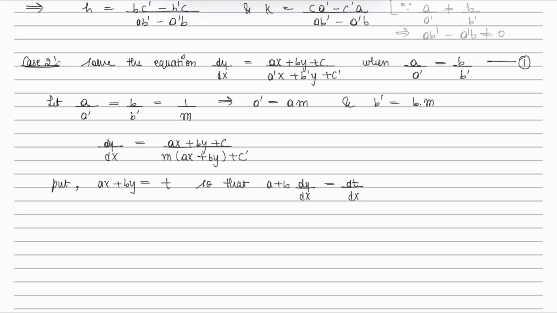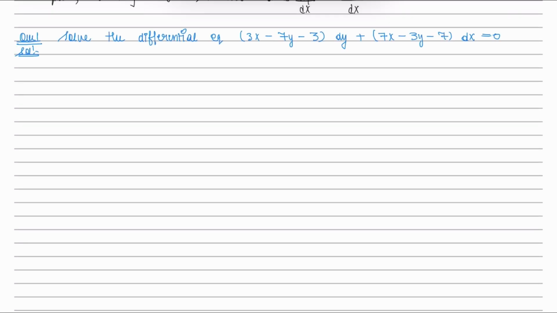Let us try to understand this topic with the help of some examples. Question number 1 says to solve the given differential equation, and we can rewrite it in the form dy by dx is equal to (7x minus 3y minus 7) divided by (3 into x minus 7y minus 3).